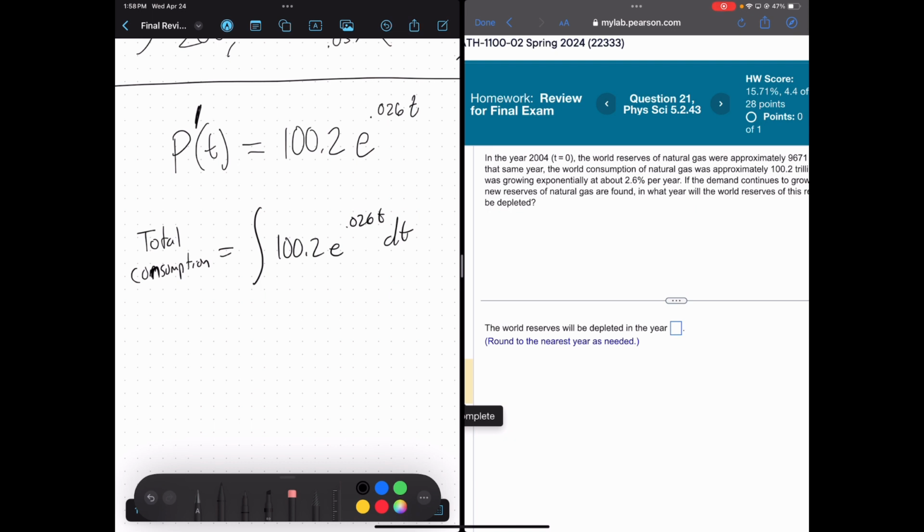Well, I'm going to set up an equation in order to solve for something. What am I trying to solve for? I'm trying to solve for a t value. How long is it going to take for all of the natural gas to run out, for the world reserves of natural gas to go to zero?